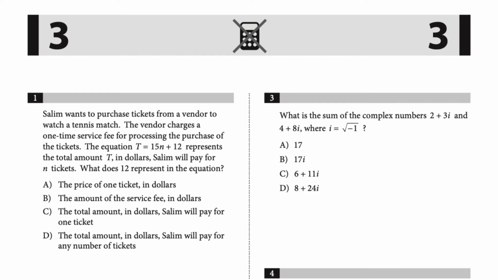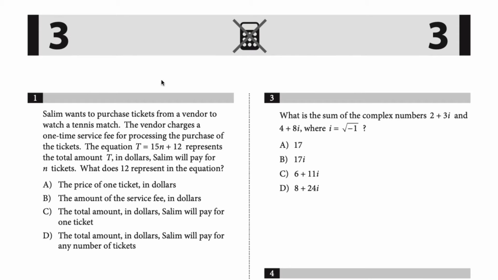Now we get started on number 1. Salim wants to purchase tickets from a vendor to watch a tennis match. The vendor charges a one-time service fee for processing the purchase of the tickets. The equation T equals 15n plus 12 represents the total amount T in dollars Salim will pay for n tickets. What does 12 represent in the equation?